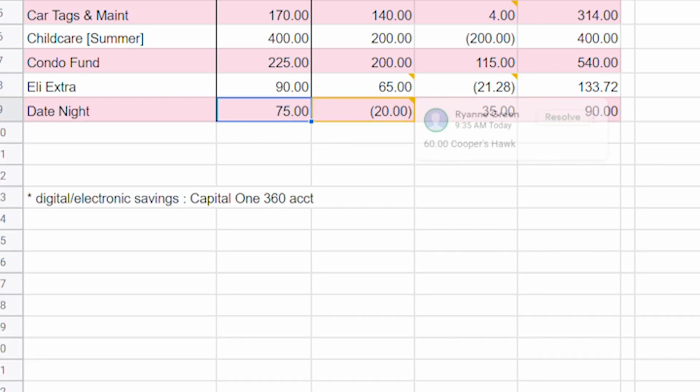So date night, we had $75 in there. In May, how much did we add? We added $40 total in May. But then we took out $60 because we went to Cooper's Hawk.